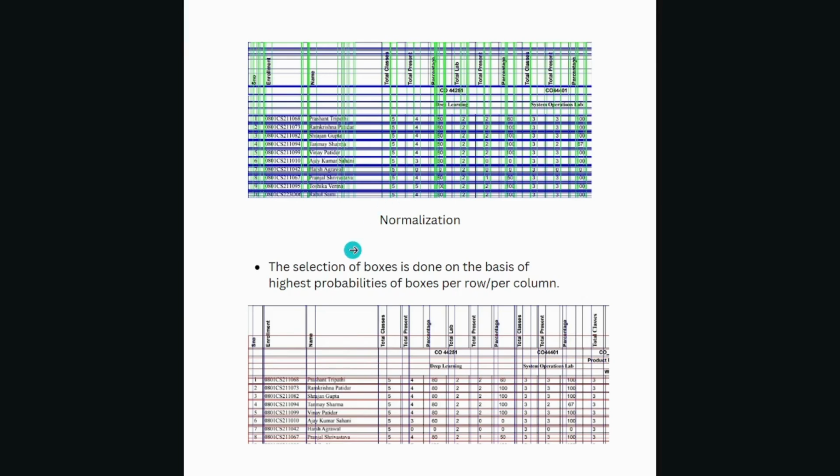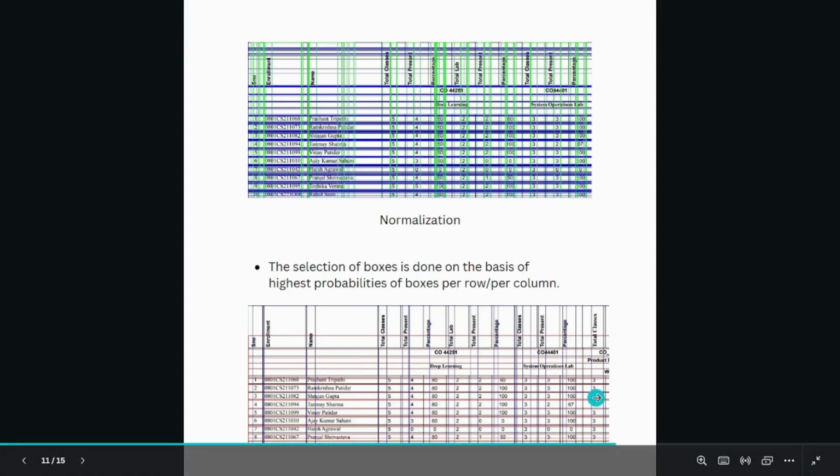So after normalizing with highest probabilities, the output may look something like this, where the red lines indicate the highest probability box which has been chosen per row, and the blue lines indicate the highest probability boxes which have been chosen per column.